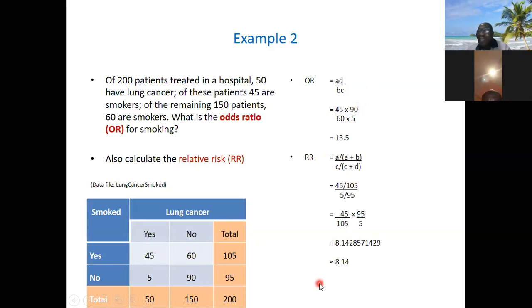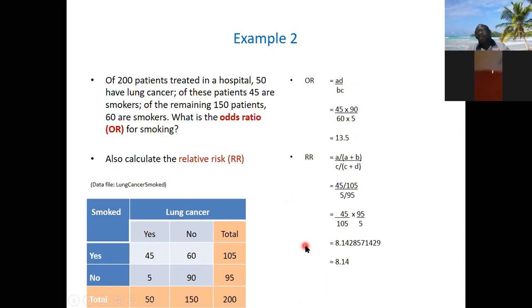Now, because that one will form the numerator, you are going to divide the odds for smoking by the odds for not smoking. By the time you divide it, the 90 will change position. So because of that, you just cross it: 45 times 90, which is A times D, divided by 60 times 5, B times C. That's why they call it the cross product.